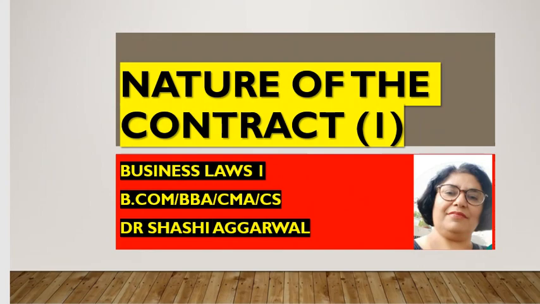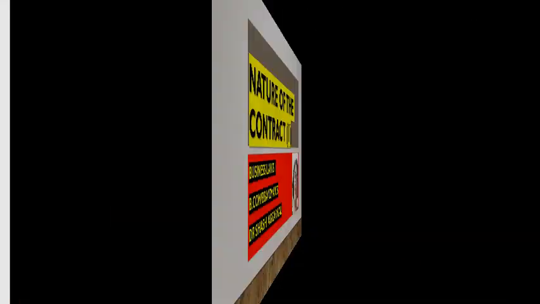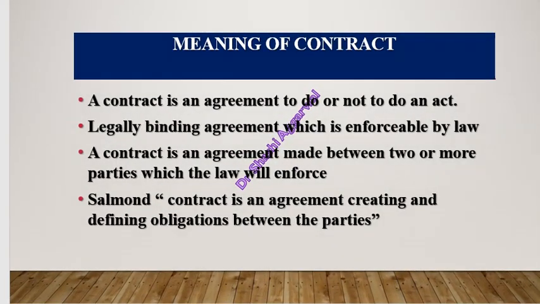Today we are going to understand the meaning of the contract, or we could say the nature of the contract. First of all, what is the meaning of contract? Contract is an agreement. Agreement means when one party makes an offer to the other party and the other party accepts it.